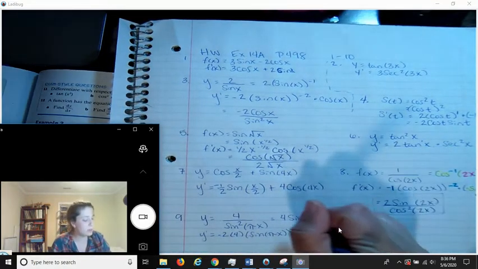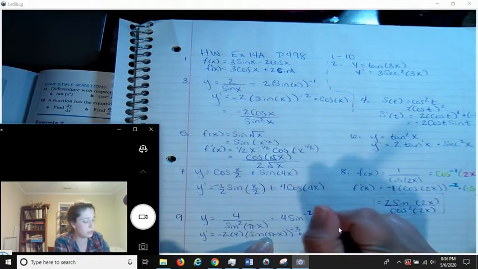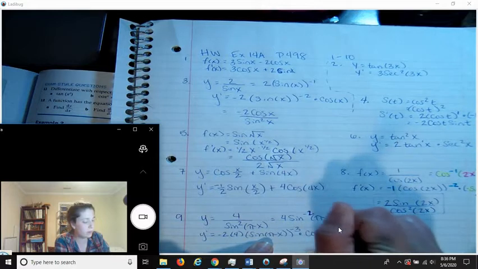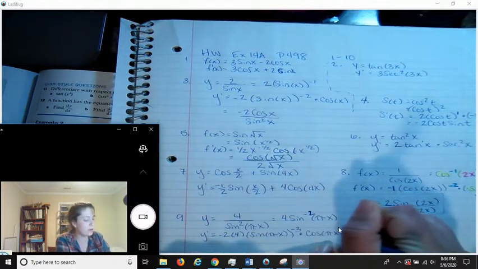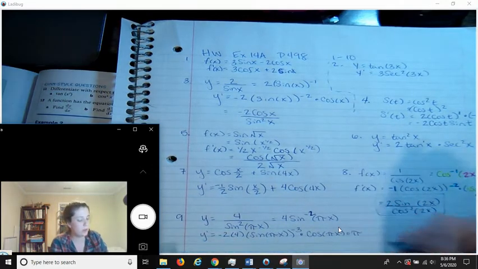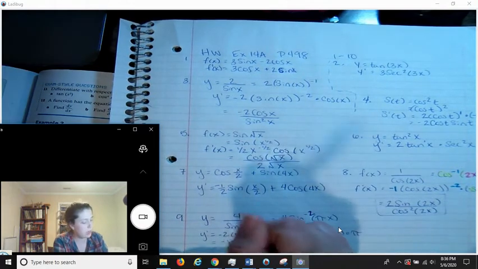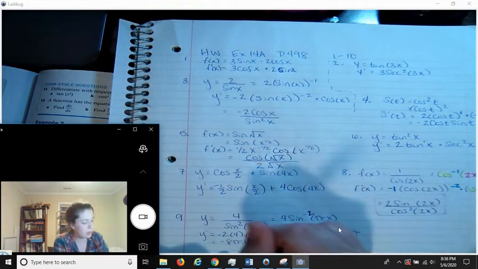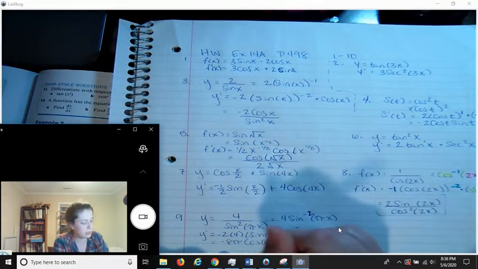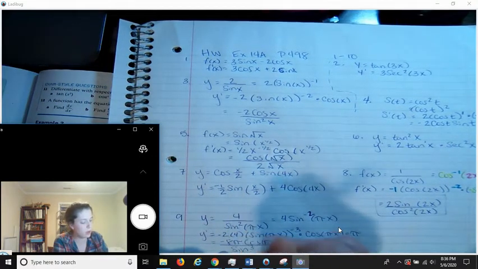Then I have to multiply by the derivative of this sine. The derivative of sine is cosine. And then I have to multiply by the derivative of the innermost piece. The derivative of pi x is pi. So my final answer here should be negative 8 pi cosine of pi x all over sine cubed of pi x.